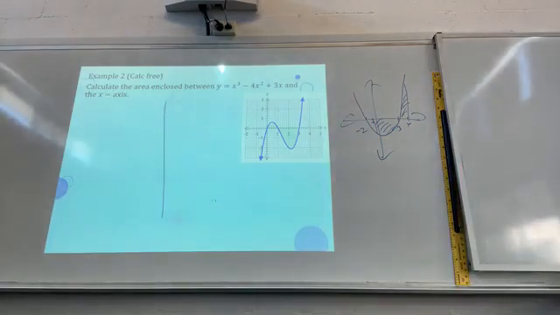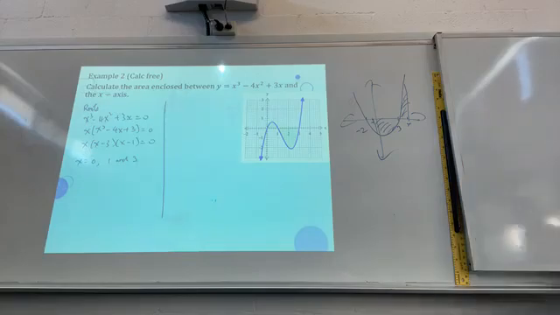So the roots should be 0, 1, and 3. Alright? Once you have done that, can you please work out the area, please? You need to be able to show the integration.